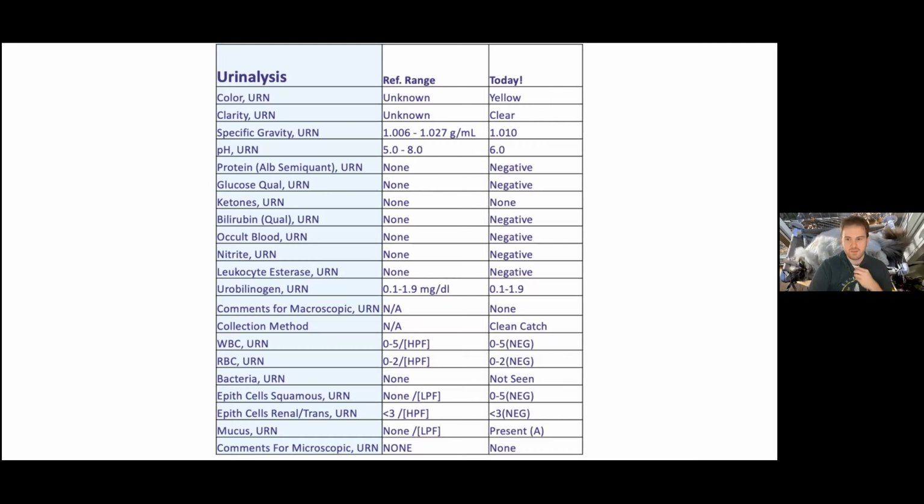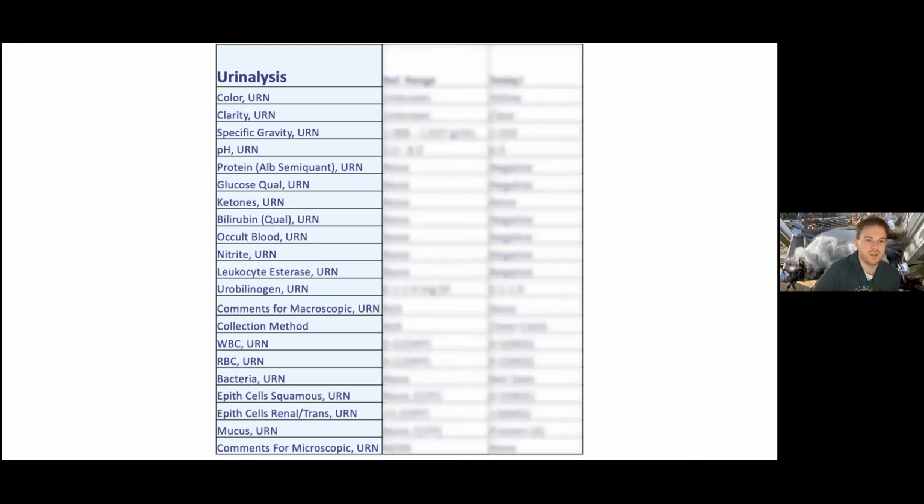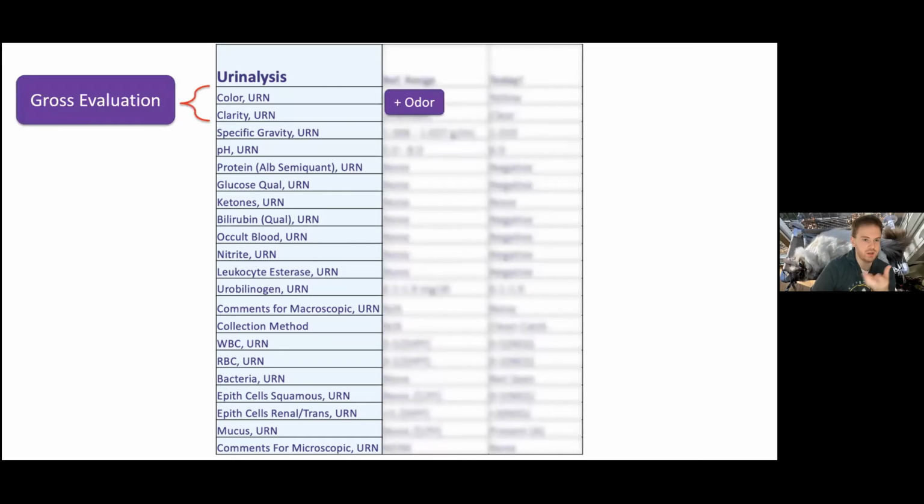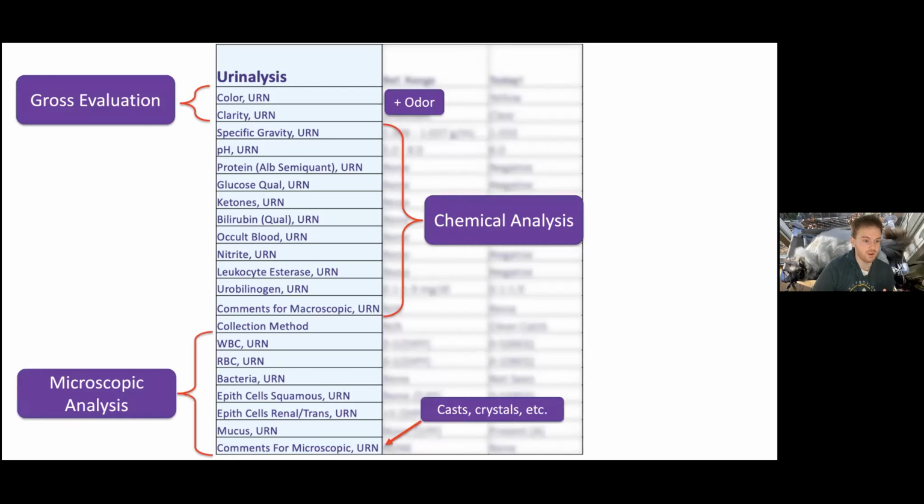Yeah. So let's focus over here on the left side. And I'd like to introduce this framework, which is truly just the three main parts of the UA. The first part is going to be gross evaluation, looking at color, clarity, odor. The second part is going to be a chemical analysis, which is all the stuff in here. I'm not going to read them out. And then the last part is microscopic analysis, and this includes casts, crystals, etc.